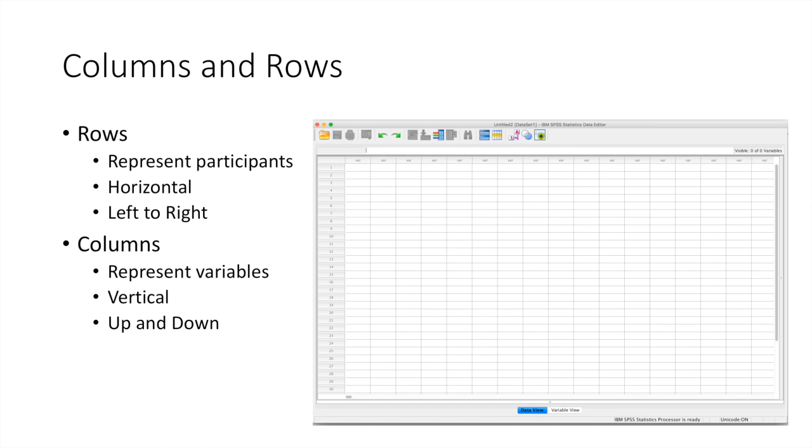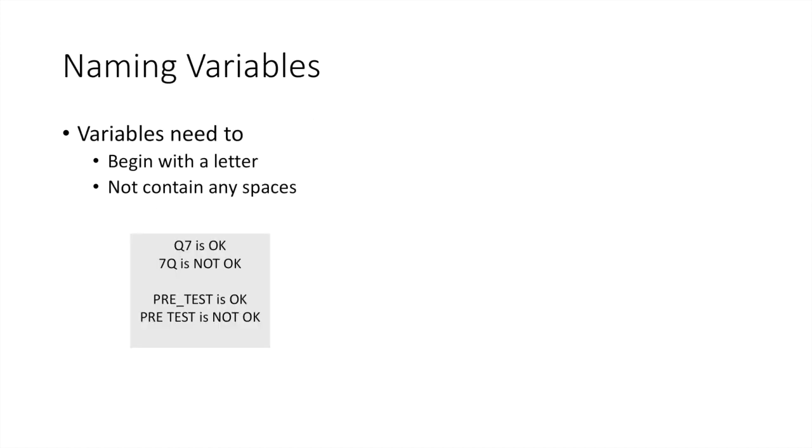So the rows represent the participants. This is going to be entered in horizontally, so left to right. And then columns, up and down, the vertical ones, those represent the variables. So horizontal represents participants, the rows, and vertical represents the variables. Those are in your columns.